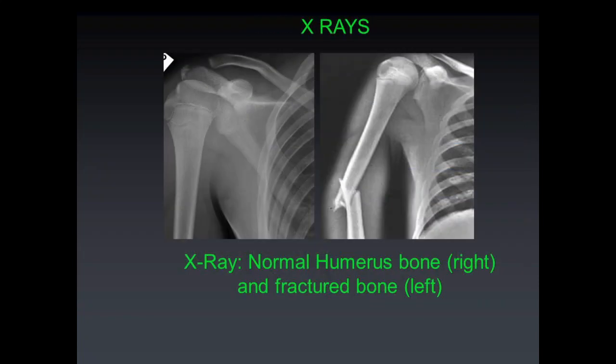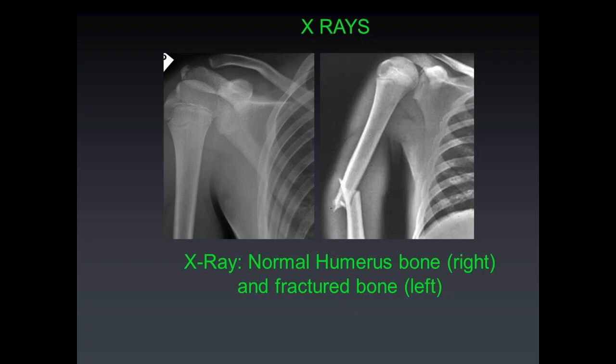So here you can see the X-ray of the bones. On the right hand side there is a normal humerus bone, and on the left hand side there's a fractured bone. We can clearly see the internal anatomy of our body by using the X-rays.